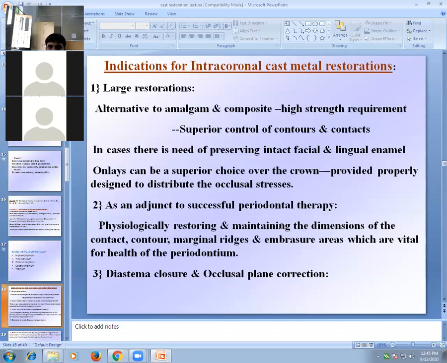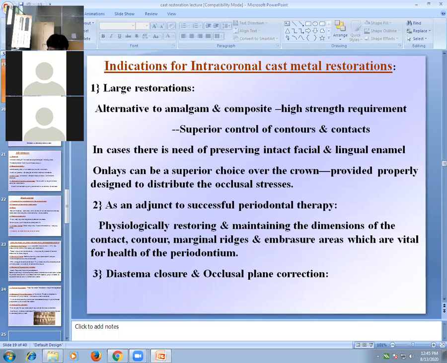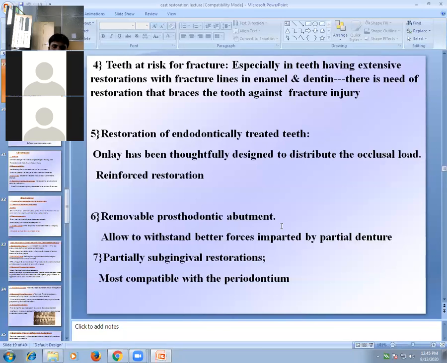So in the next lecture, we will cover the indications of intracoronal cast metal restoration, advantages, disadvantages, contraindications, and mouth preparation for this cast restoration. Right. Its metallurgy part is like boring.